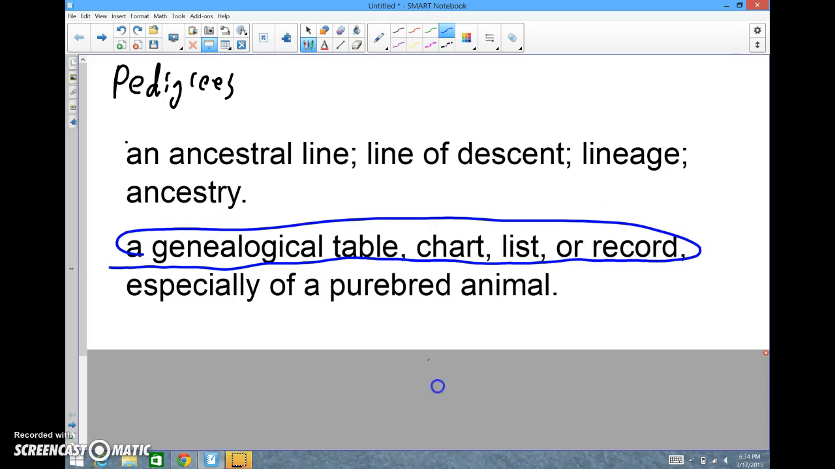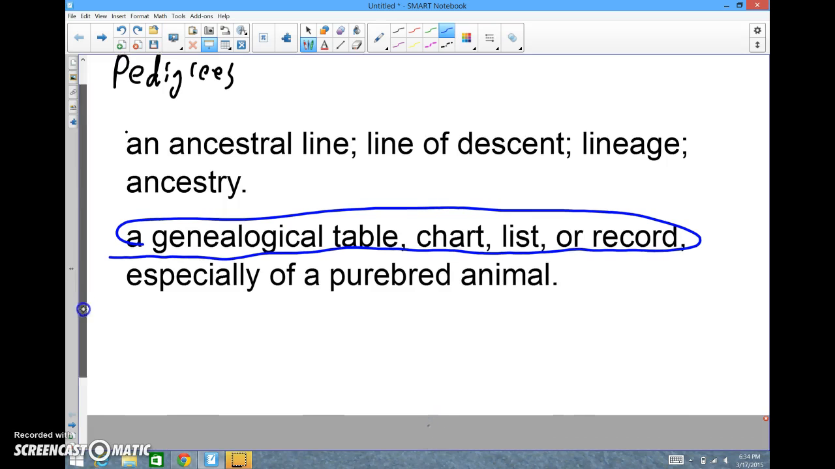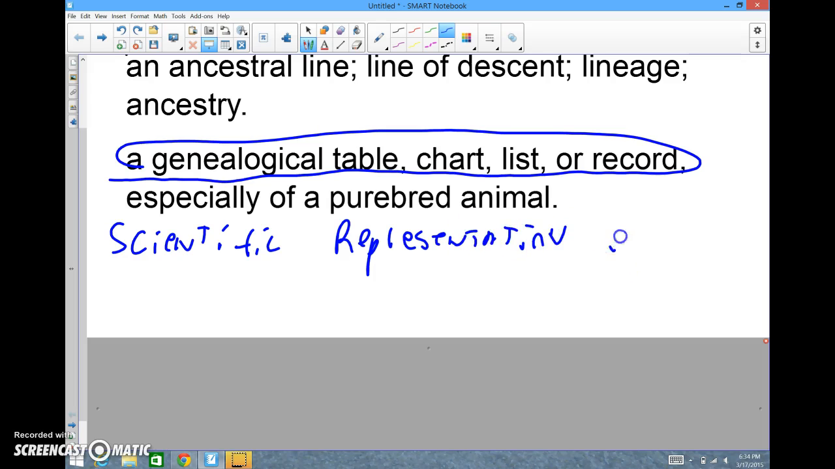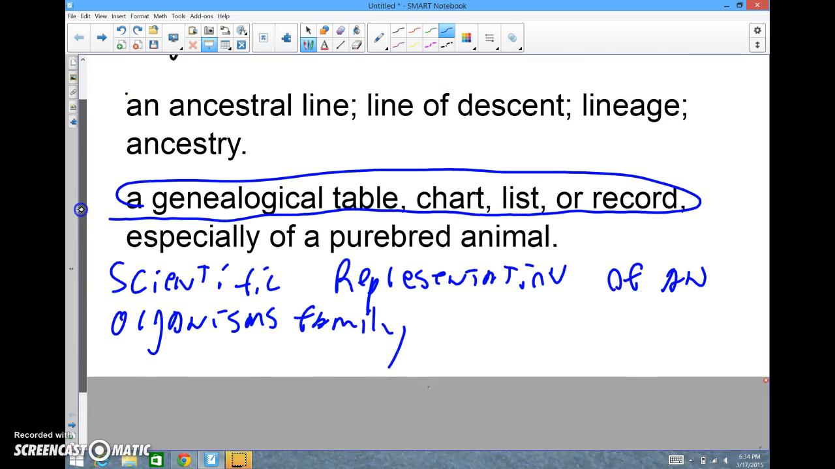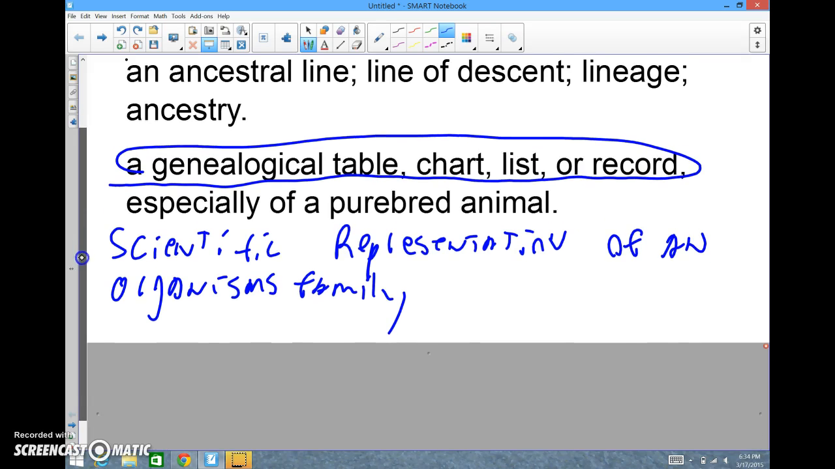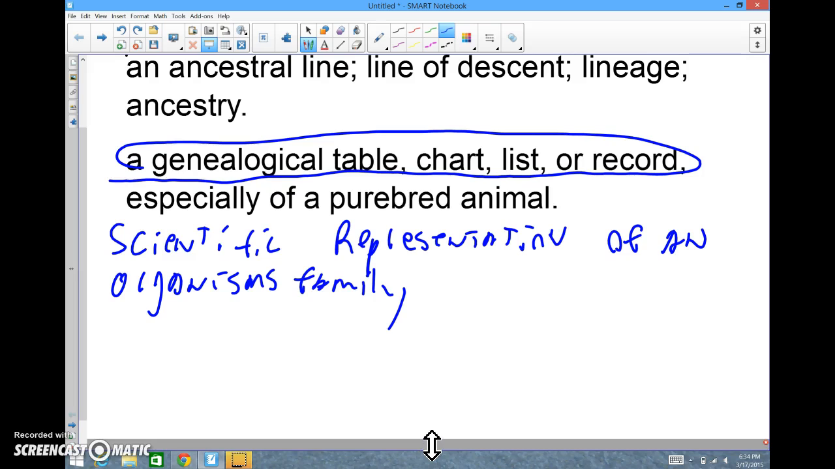What a pedigree is, it is a scientific representation of an organism's family. And that's actually what it says up here, like a genealogical table, chart, list, or record, an ancestral line. What we're actually doing is we're representing an organism's family.